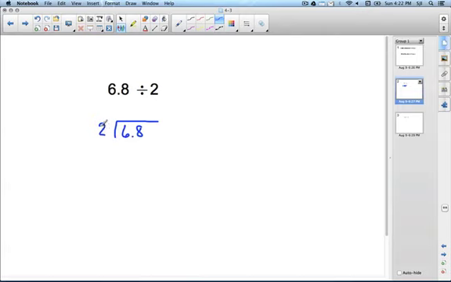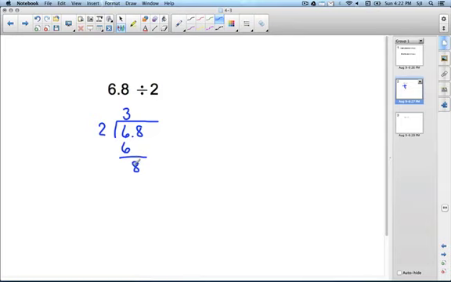And now we ask ourselves, 2 goes into 6 how many times? 2 goes into 6 3 times. And now I'm going to multiply. 3 times 2 is 6. And now I'm going to subtract. These two 6's cancel out, so the only thing I'm left with is the 8. I'm going to bring that down.